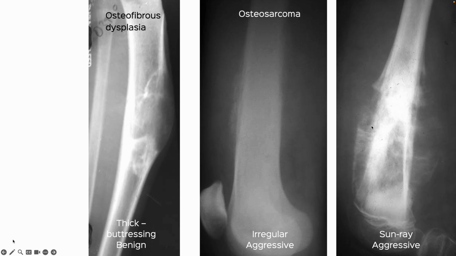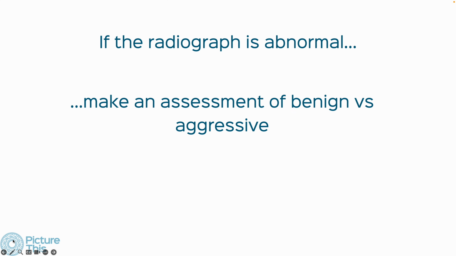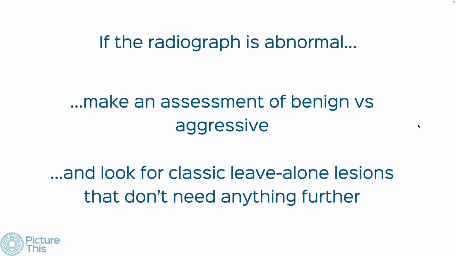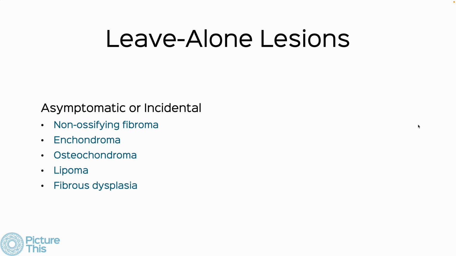And here we have a sunray appearance, Codman triangle, findings that we don't normally see these days, but nevertheless, and in the presence of osteoid, highly suggestive of osteosarcoma. So again, very aggressive looking patterns of periosteal reaction. So if the radiograph is abnormal, we will make an assessment of benign versus aggressive and look for classic leave alone lesions that don't need anything further.